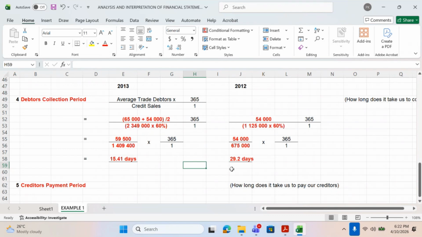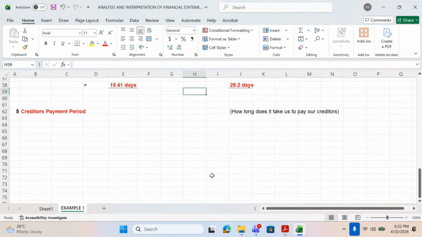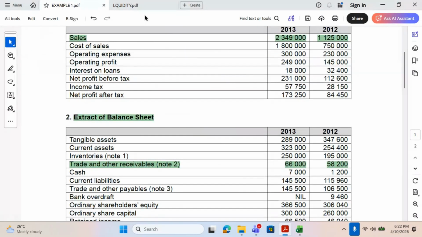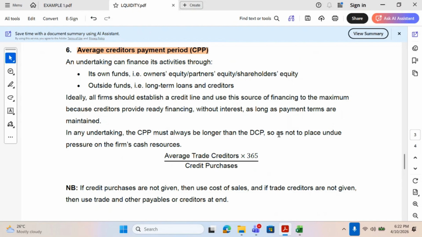Now we're going to look at the comments and interpret the ratio, but before we do that, let's calculate the creditors payment period. This is how long it takes us to pay our creditors. They're saying an undertaking can finance its activities through its own funds, that means owners' equity, partners' equity or shareholders' equity.